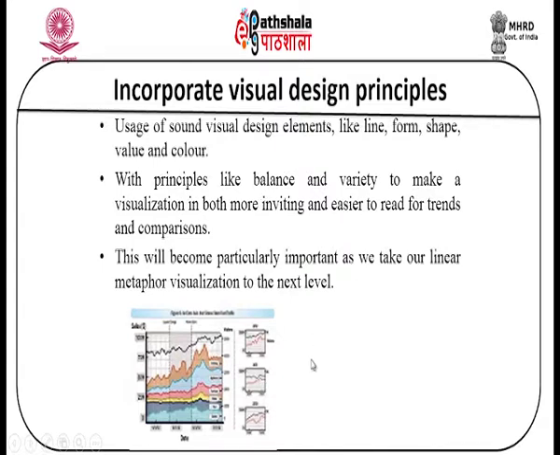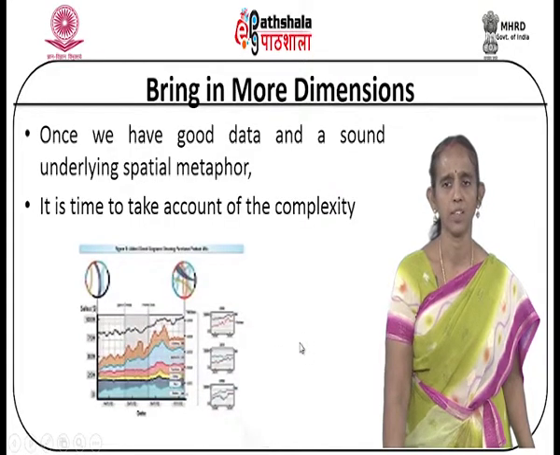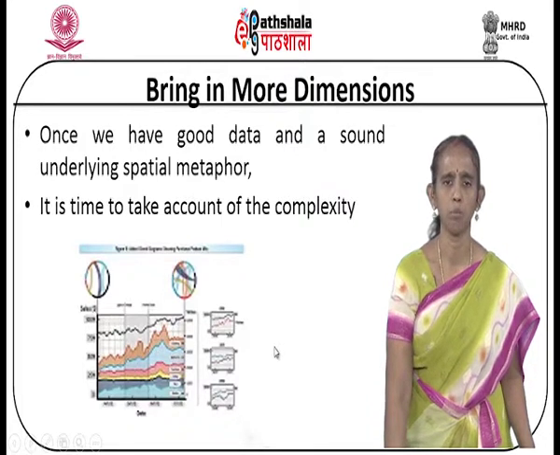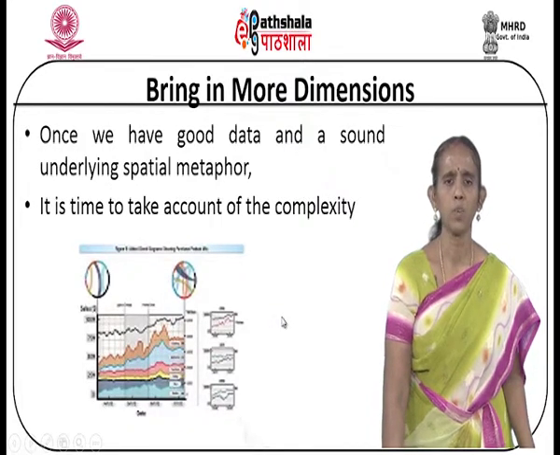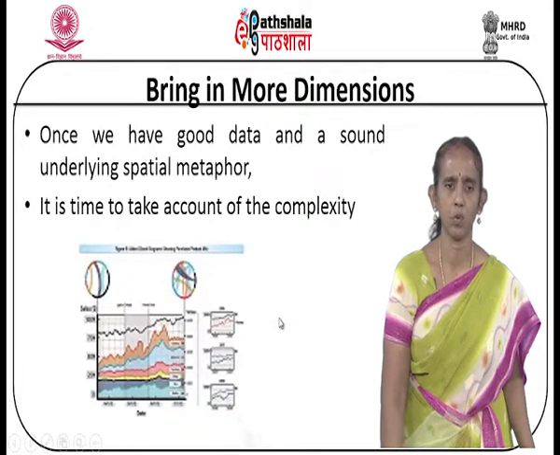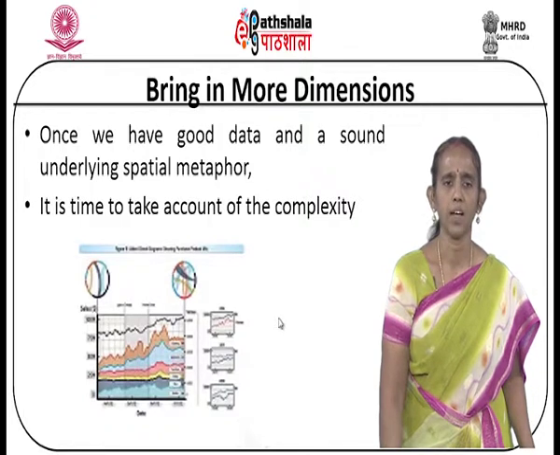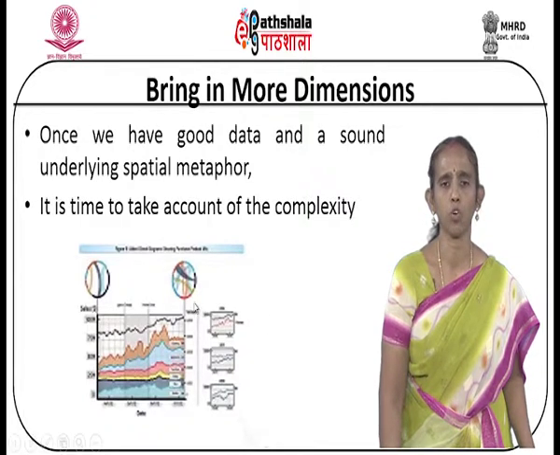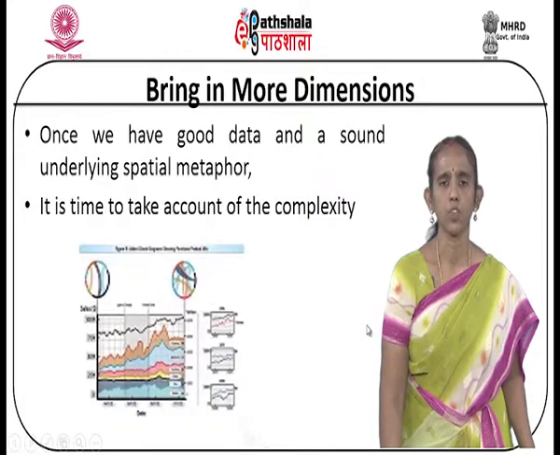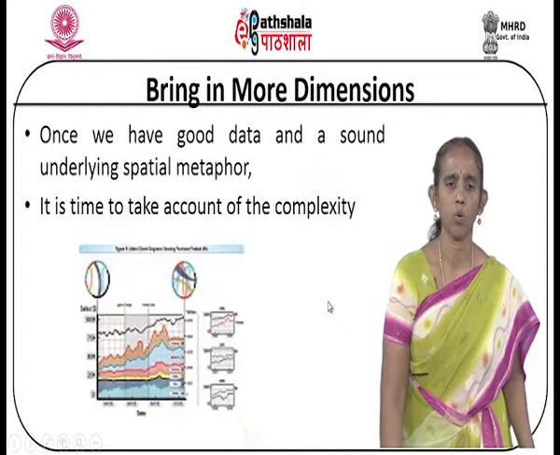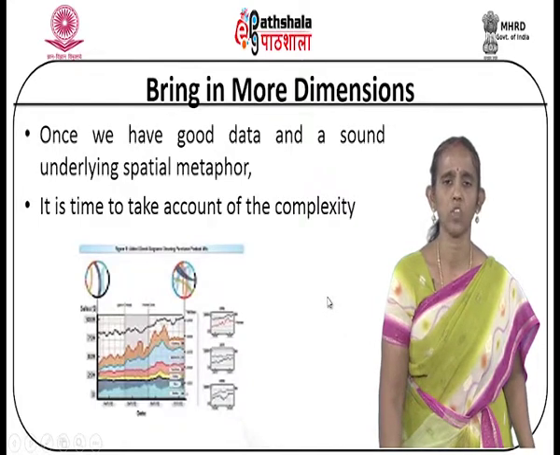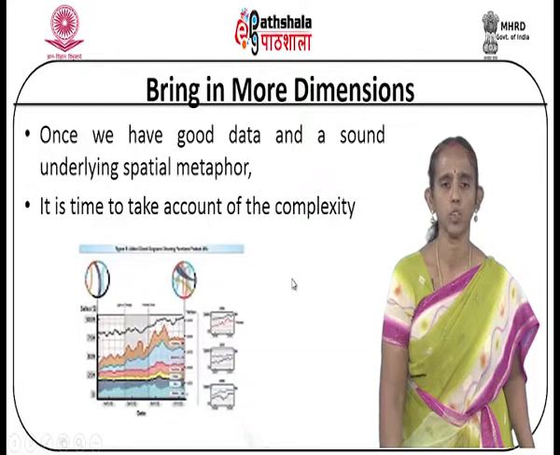So in such cases, we should see to it that we incorporate the various design principles. The next design principle is bring in more dimensions. Once we have the good data as well as the sound data, then we need to look at the underlying spatial metaphor, and finally it is time to take into account the complexity of the data type. So we need to consider the various dimensions of the data and see to it that all the dimensions of the data and its associated attributes are explicitly shown in the visual. That needs to be clearly considered.